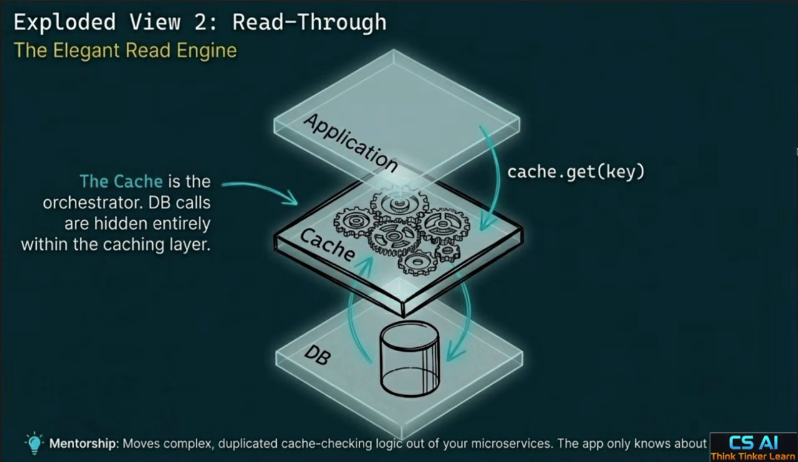Next, we have the elegant read engine, read through. Here, we change the architecture so the cache is the orchestrator, not the application. The app simply calls cache.getKey and moves on with its life. The complex, repetitive logic of checking the cache, hitting the database, and updating the cache is hidden entirely within the caching layer itself. This is a massive win for a clean architecture. It removes duplicated, complex code from your microservices and makes your app logic significantly easier to maintain.